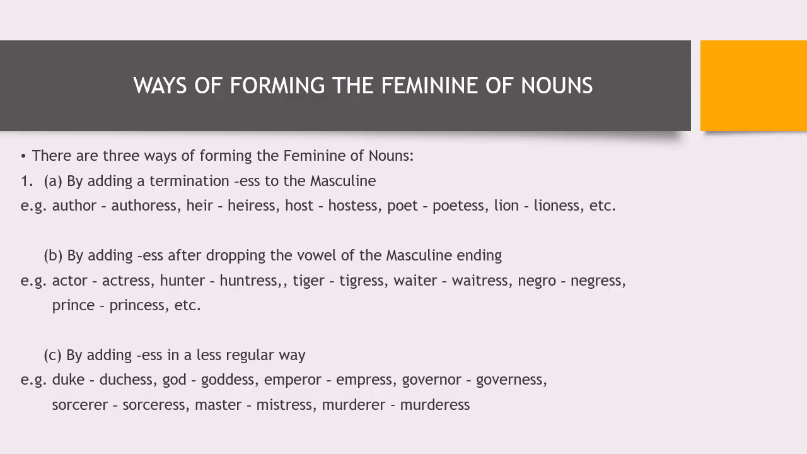B. By adding ess after dropping the vowel of the masculine ending. For example, actor, actress, hunter, huntress, tiger, tigress, waiter, waitress, negro, negress, prince, princess, etc. C. By adding ess in a less regular way. For example, duke, duchess, god, goddess, emperor, empress, governor, governess, sorcerer, sorceress, master, mistress, murderer, murderess.